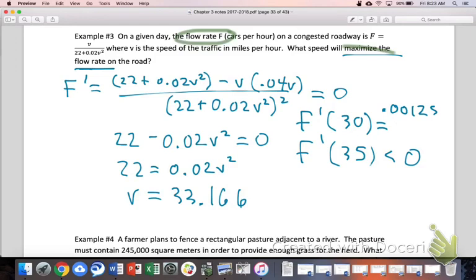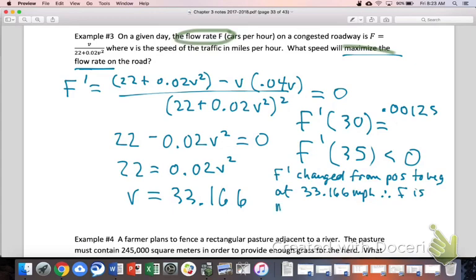So did you see the sign change pattern we wanted? Yes, we did. We saw f prime going from a positive to a negative. So we can say something to that effect. F prime changed from positive to negative at that 33.166, I guess that would be miles per hour, wouldn't it? Therefore, flow rate is maximized at V equals 33.166, as far as your conclusion goes.